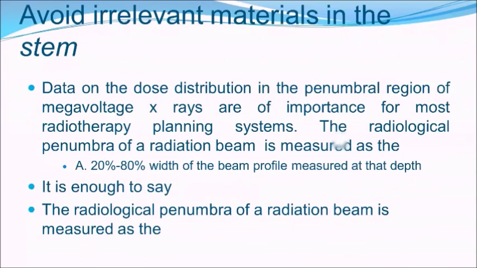Avoid irrelevant materials in the stem. Some of us have over enthusiasm and give more information to the student. For example, I have written: data on the dose distribution in the penumbral region of megavoltage X-rays are important for radiotherapy planning systems. And then I say the radiological penumbra of a radiation beam is measured as the. So the first part of the stem is not relevant at all. It is not going to be helpful for the student either. It is enough if I say the radiological penumbra of a radiation beam is measured as the, then option 1, 2, 3 or A, B, C, D. So we should avoid having irrelevant materials in the stem.